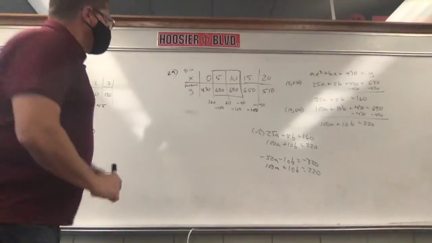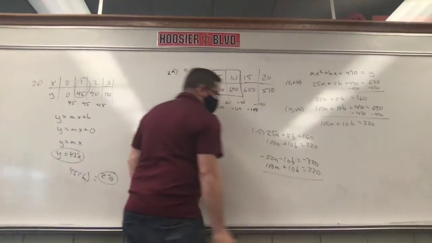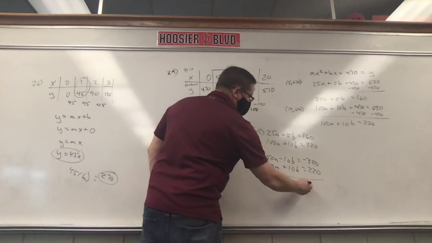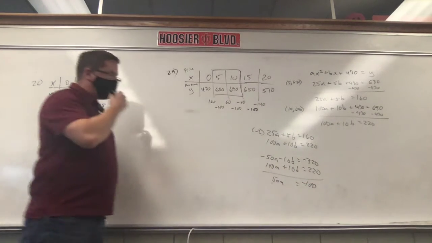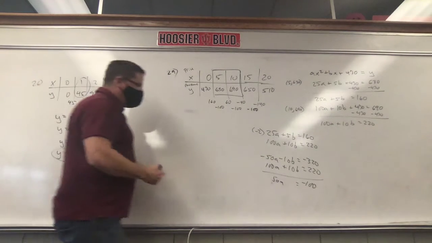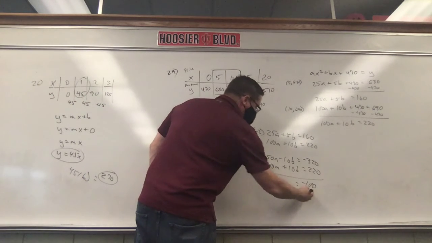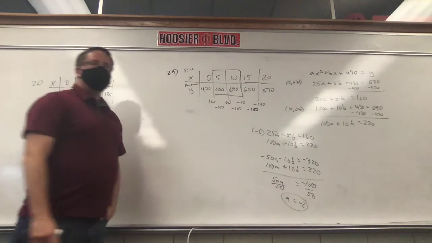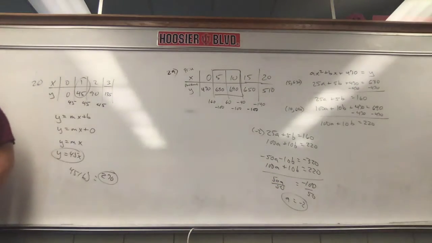Okay. Now if we add them up, the b's go away. We have 50a equals negative 100. Negative 320 plus 220 is negative 100. Divide by 50. A is negative 2.